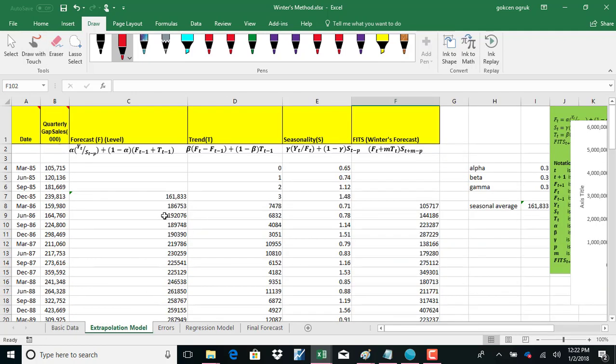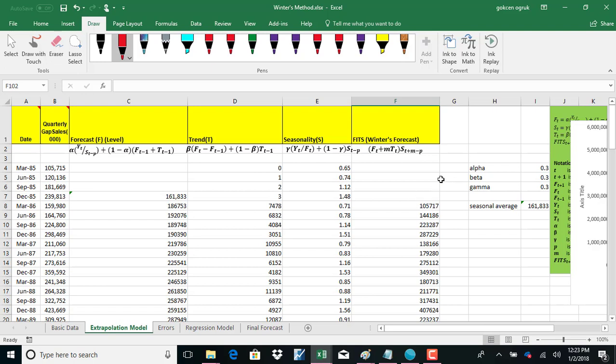in the following workbook. To get started, we have to have initial numbers for the level, trend, and seasonality. So as you realize, Winter's method has 3 components. The first one is the level forecast, the second one is the trend, and the third one is seasonality. So we have to have initial numbers for the level, which is forecast level, trend, and seasonality. We are going to use the first 4 periods to initiate our data.